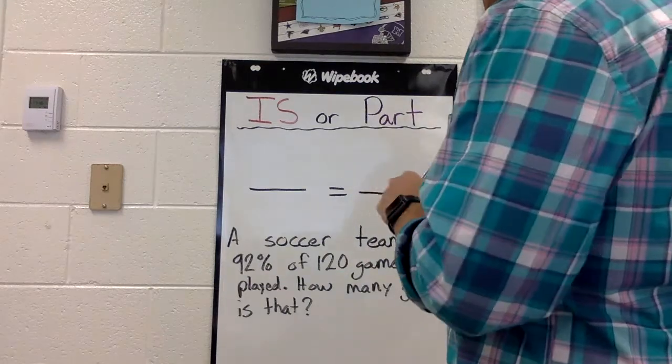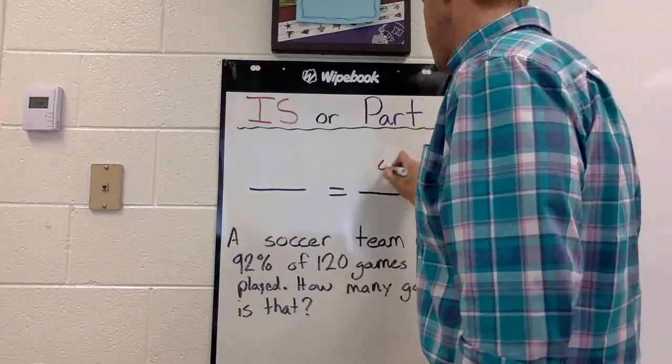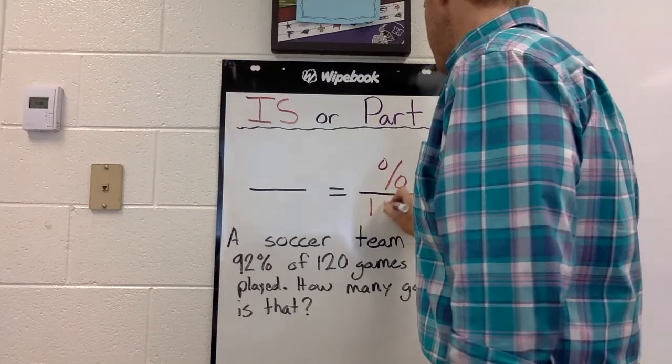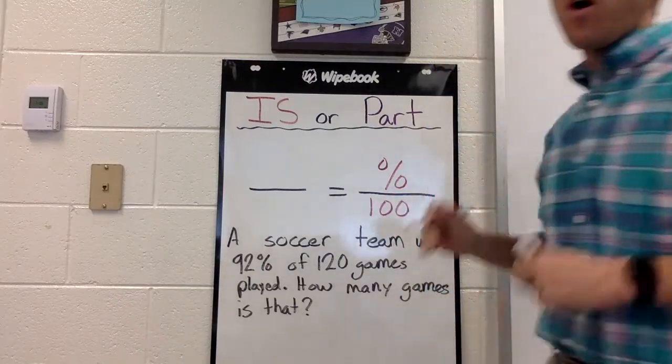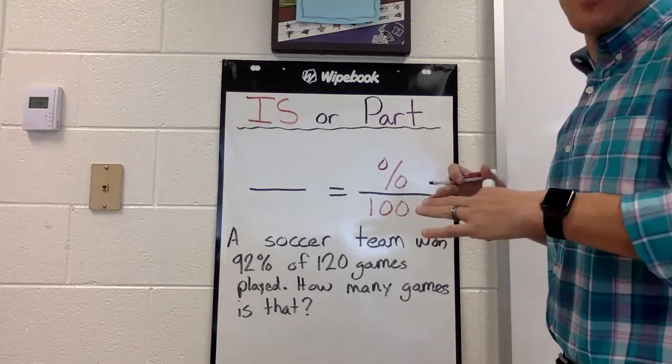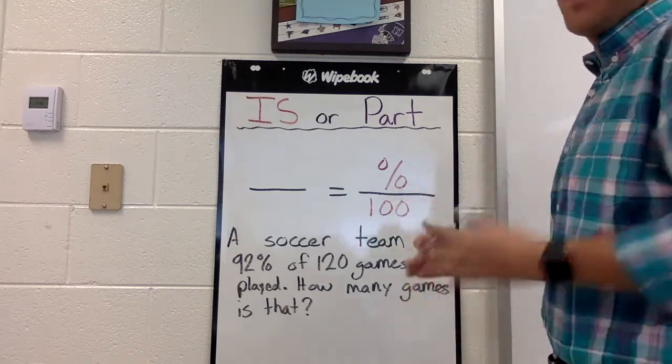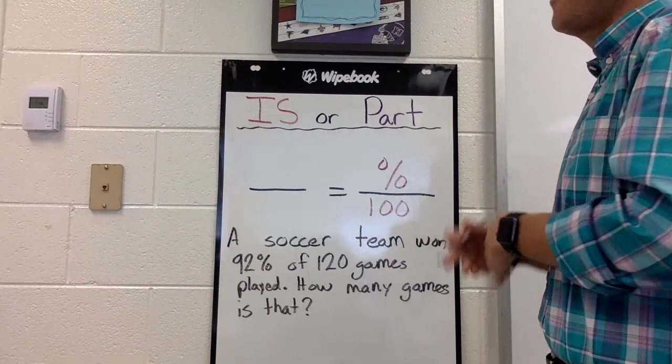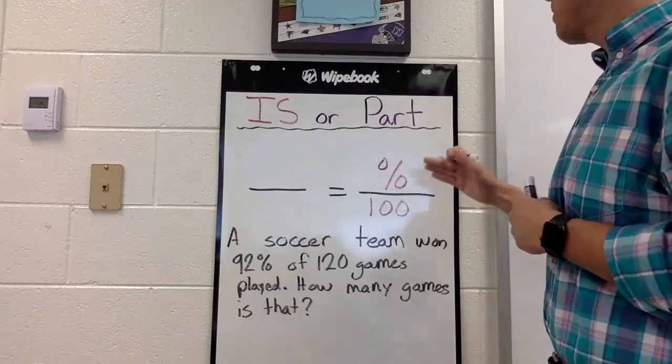On this side, we're going to have a percent over 100. That 100 is always there. It's always the number on bottom. This number up here might change some. It depends on whatever percent they give you. If it's 25%, it'd be 25. If it's 71%, we put 71.